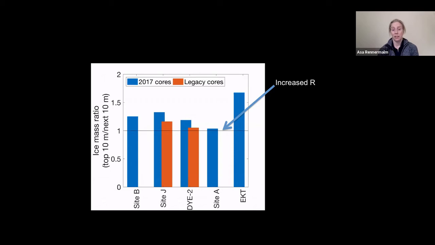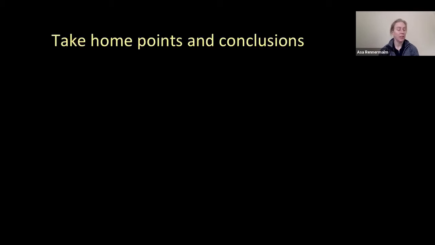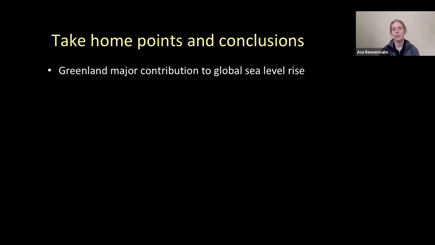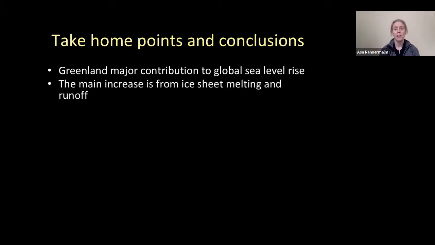And you can see the legacy cores display this pattern too, so certainly something's going on for a while. All right, so I'm going to round off with some take-home points and conclusions. First of all, the Greenland ice sheet is a major contributor to global sea level rise and will continue to be so. And the main contribution is coming from surface melting and runoff.